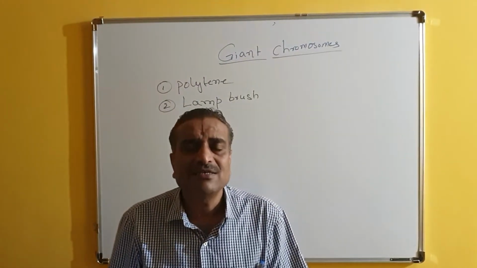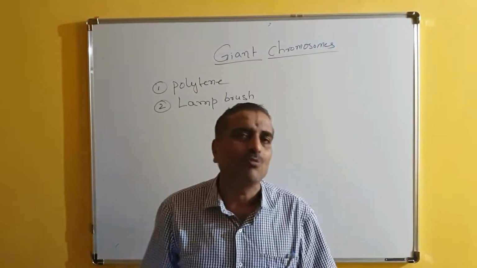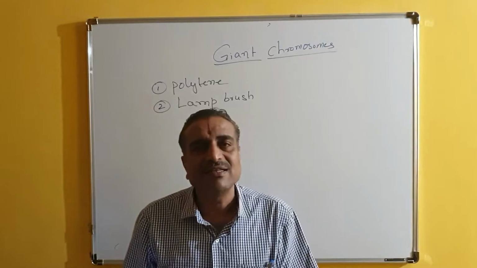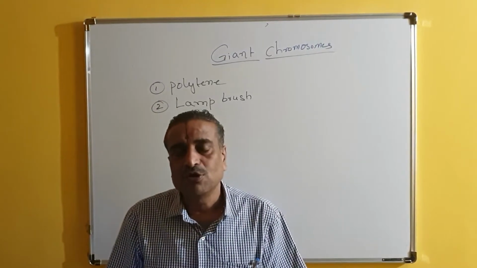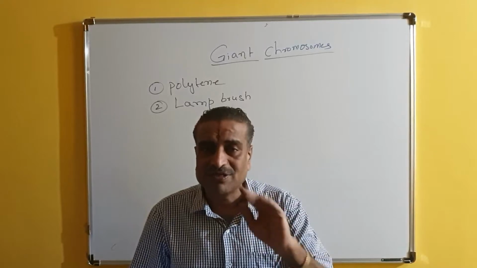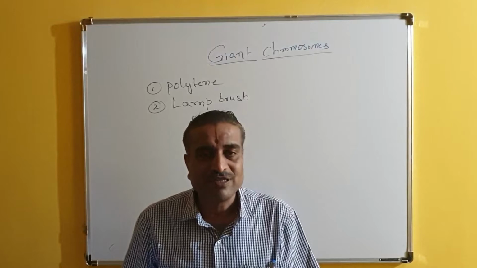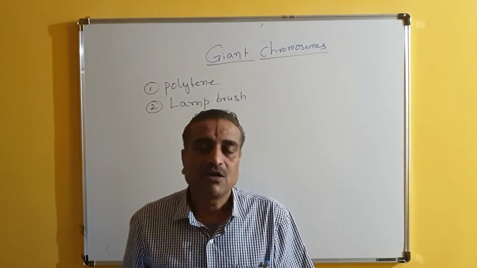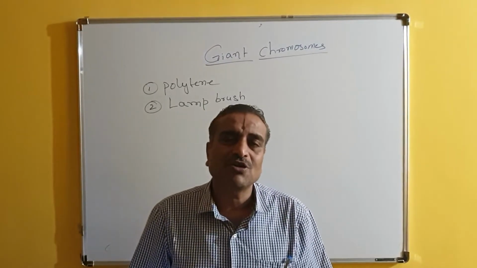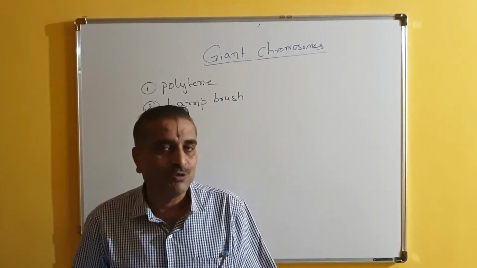What do you mean by giant? Giant chromosomes means they are bigger than the normal sized chromosomes that you observe. Sometimes you can observe them with your naked eye, without the help of a microscope. Such big sized chromosomes are called giant chromosomes or the abnormal chromosomes.